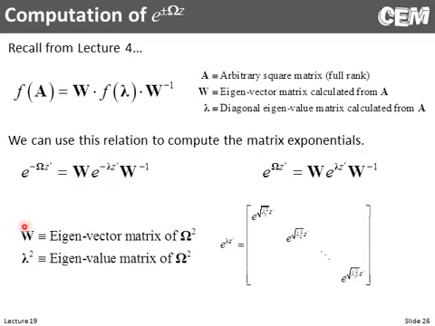So just remember, W are the eigenvectors of omega squared. Lambda squared are the eigenvalues of omega squared. So this exponential is simply e to the square root of our eigenvalues squared times z, and that runs down the diagonal.